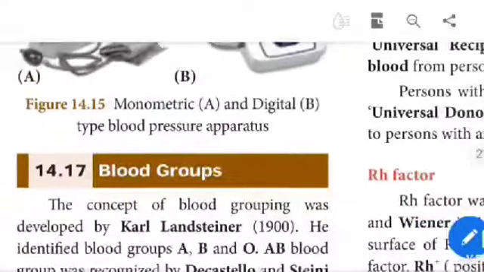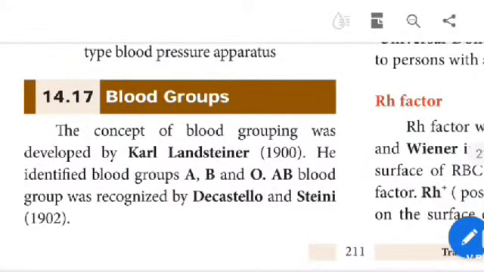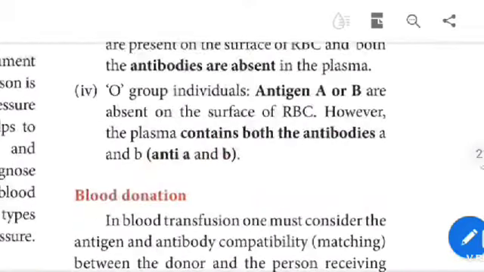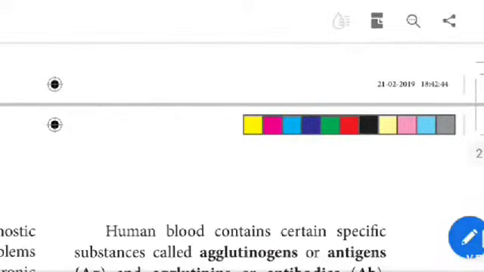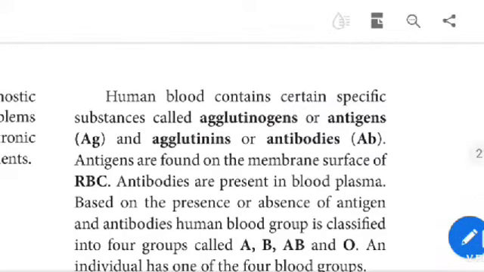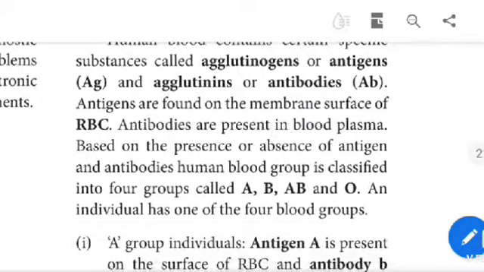Blood grouping. The concept of blood grouping was developed by Karl Landsteiner in 1900. He identified the blood groups A, B, and O. The AB blood group was recognized by Decastello and Sturli in 1902. Human blood contains certain specific substances called agglutinogens or antigens and agglutinins or antibodies.